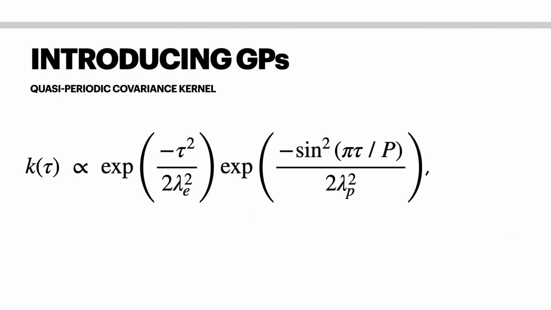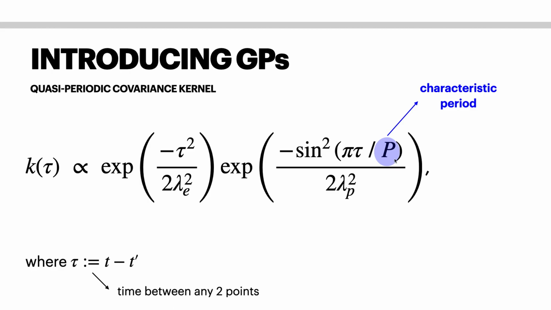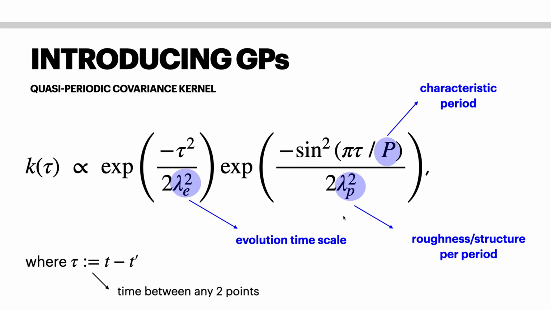To illustrate this, let's consider the following widely used covariance kernel, often called the quasi-periodic kernel. There are just three main hyperparameters. The first is a characteristic or overall period. The second controls how much structure functions exhibit within a single period. And the third sits inside this exponential decay envelope and governs how quickly functions evolve or decay away from strict periodicity.